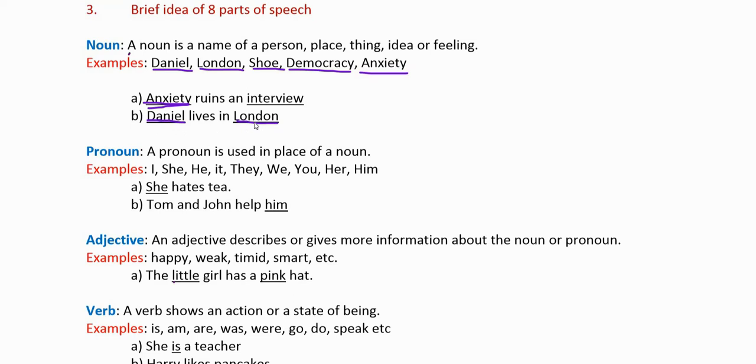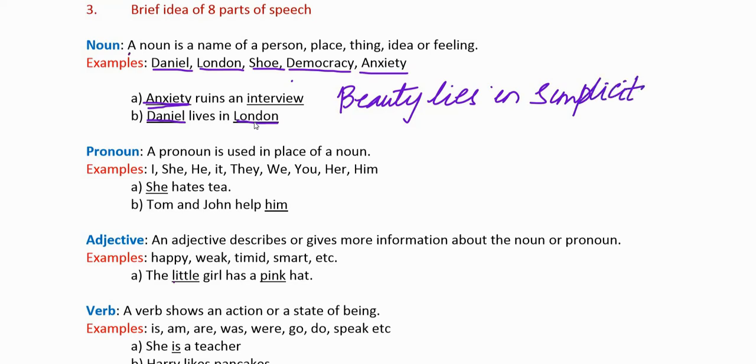If I write here that beauty lies in simplicity, can you tell me what the nouns in this sentence are? Well, there are 2 nouns. What are they? Beauty, simplicity.